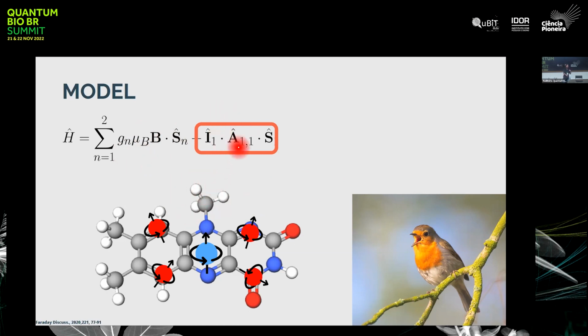Okay, and this model only takes into account two electrons and one nucleus. That's all that I'm using for now, and that's enough for what we want to do.